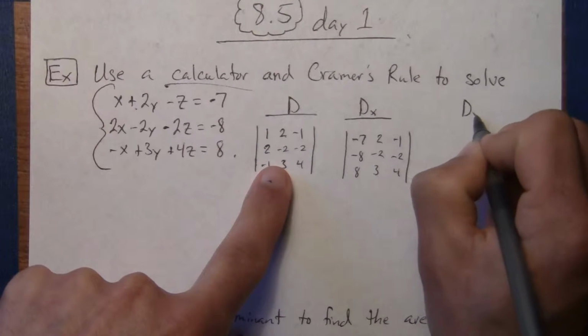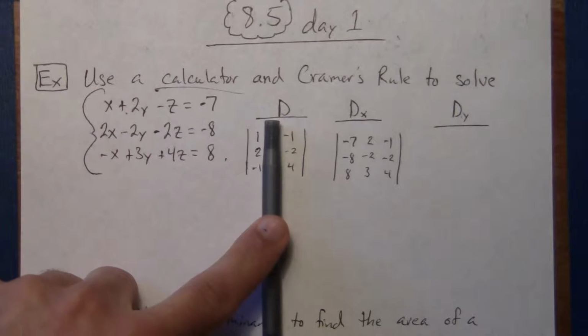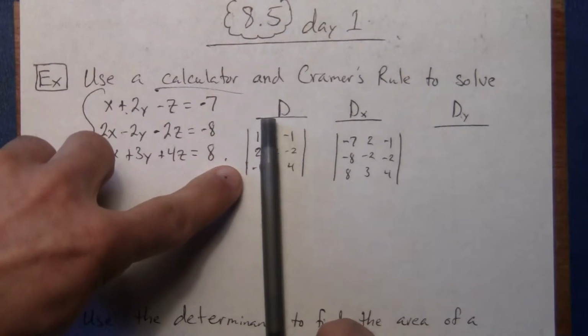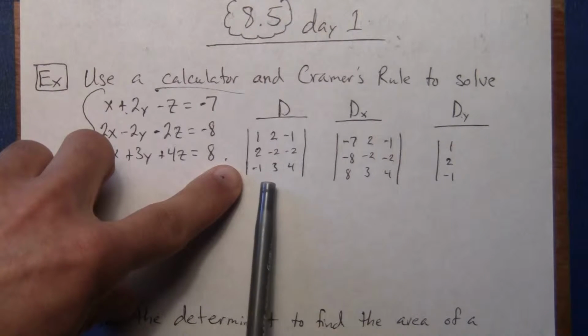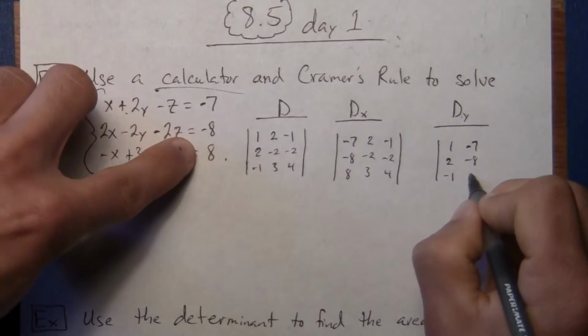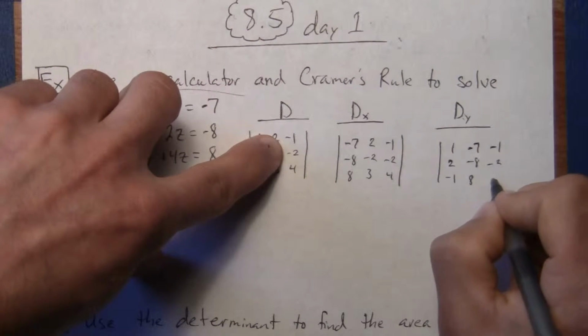And then you would want to find D sub y, which would mean go to the coefficient matrix and this time block out the y column and again put those answers in. So you're still going to have the 1, 2, negative 1. Now instead of that column you replace it with negative 7, negative 8, 8, and then you'll still have the third column, negative 1, negative 2, 4.